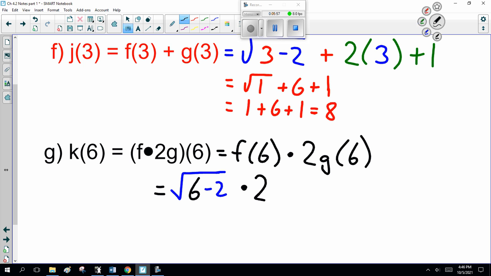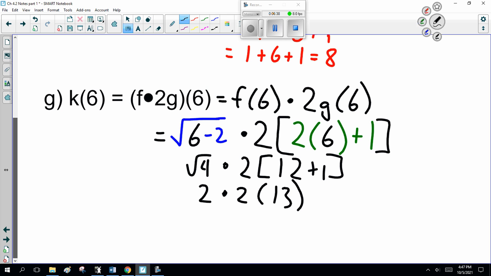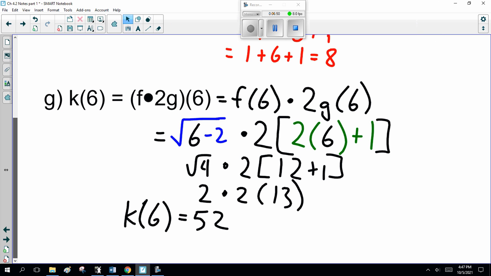Multiplied by 2 times, 2 times 6 plus 1. Not difficult, but lots of little steps in there. So, guess I've got to do this. So, square root of 6 minus 2, that's the square root of 4, which is 2. Now, 2 times 6 is 12 plus 1. That's 2 times 13. So 2 times 2 times 13. I think that's 52. So k of 6 is 52. Difficult? No, but lots of steps.